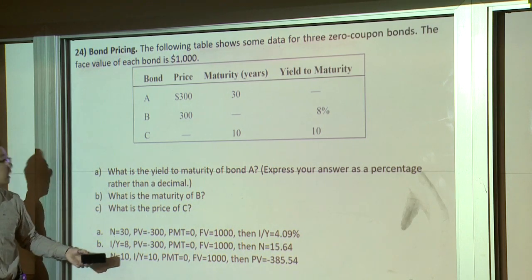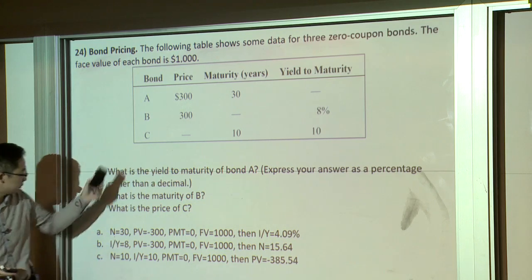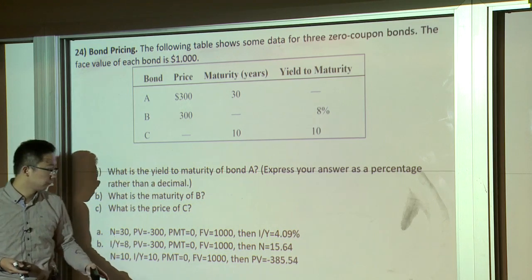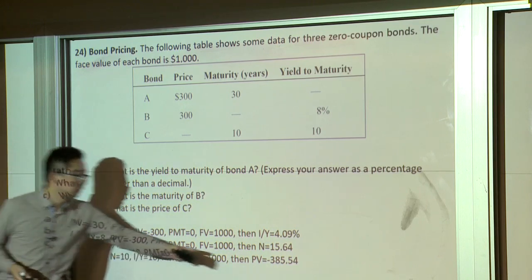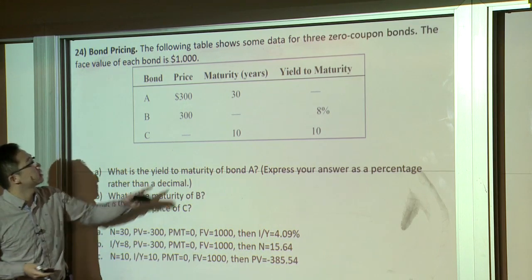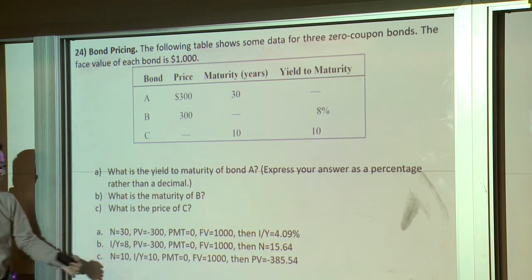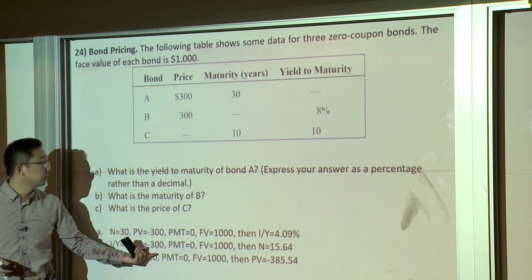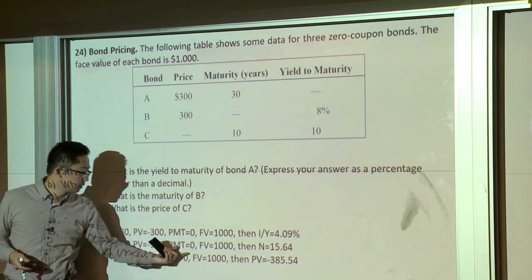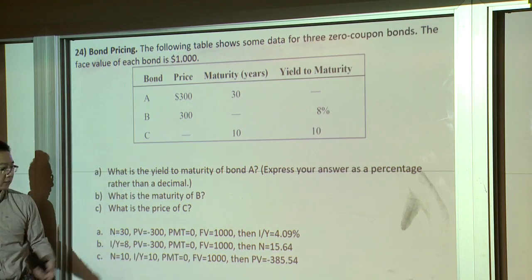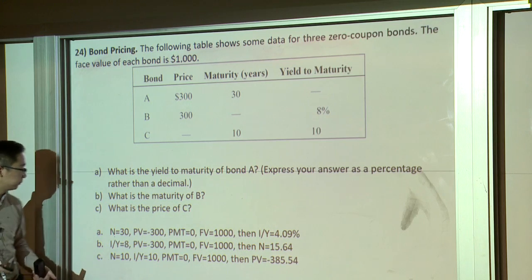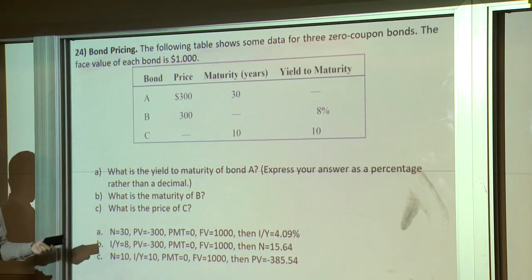Similar thing, right? So now we have a yield to maturity. We got the price. We got future value. And we got present value. Sorry, we don't have the number of years. It's the only unknown variable. All right. Yield to maturity 8%. Present value negative 300, 0 and 1,000. Okay. Number of years, 15 years. And what is the price for C?